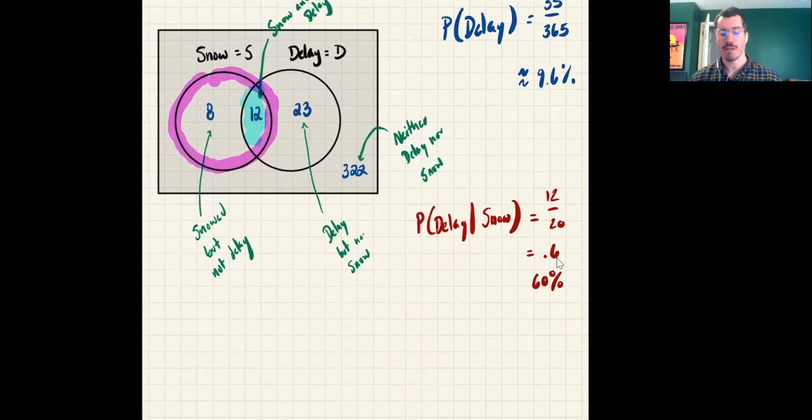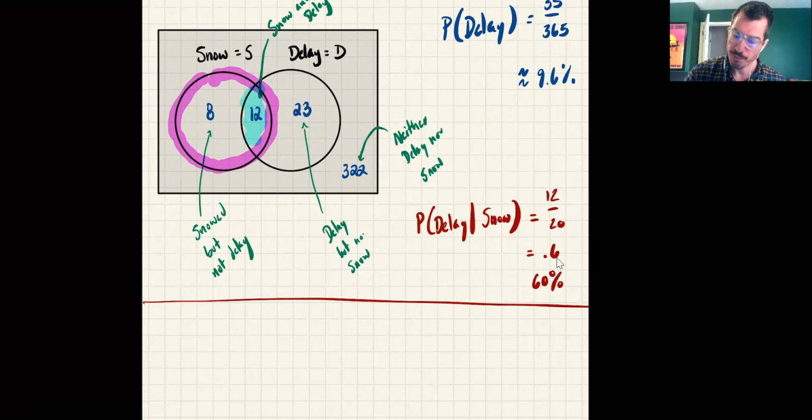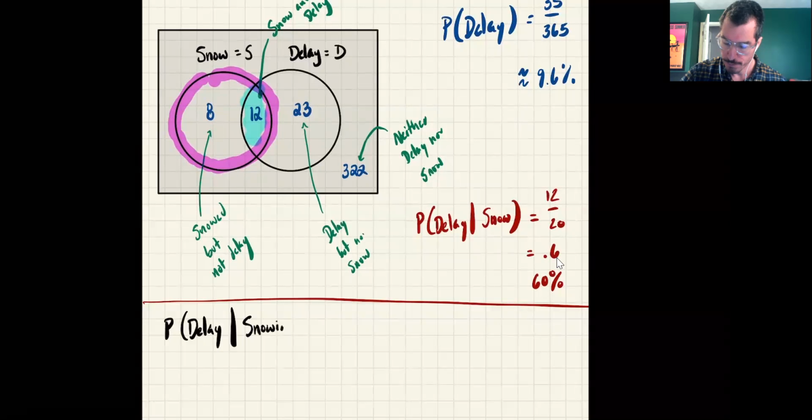The other way that we can see this, so that's one way to show that these two pieces might be dependent on one another. Knowing that it's snowing changes the probability that you're going to be delayed. The other way that we can take a look at this is we can say, hey, what's the probability of a delay given that it's snowing? We saw that that is 12 out of 20, or 0.6.